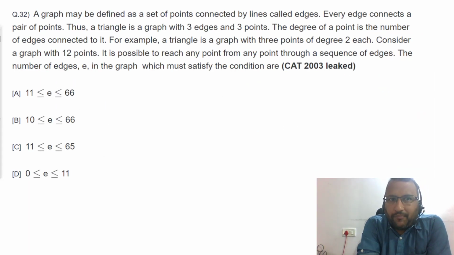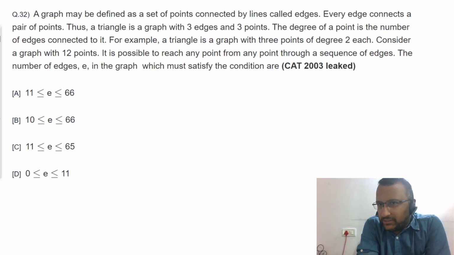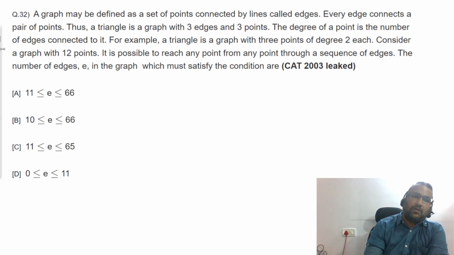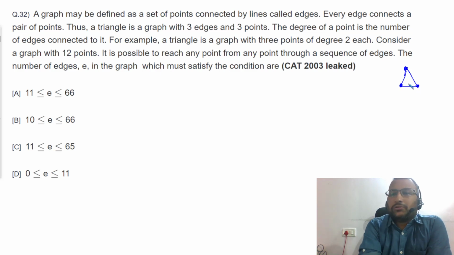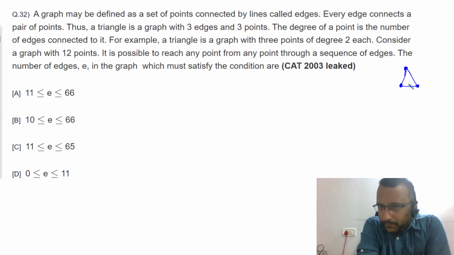32. A graph may be defined as a set of points connected by lines called as edges. Every edge connects a pair of points. Thus a triangle is a graph of 3 edges and 3 points. The degree of a point is the number of edges connected to it. For example, a triangle is a graph with the 3 points of degree 2 each. For example, you can see in triangle every vertex is connected with 2 edges, so the degree of each vertex is equal to 2.